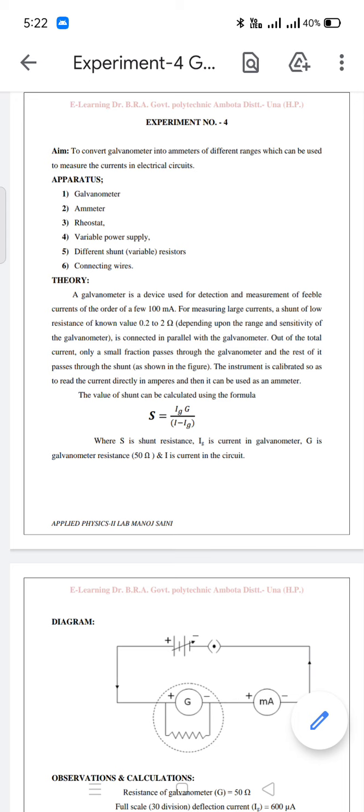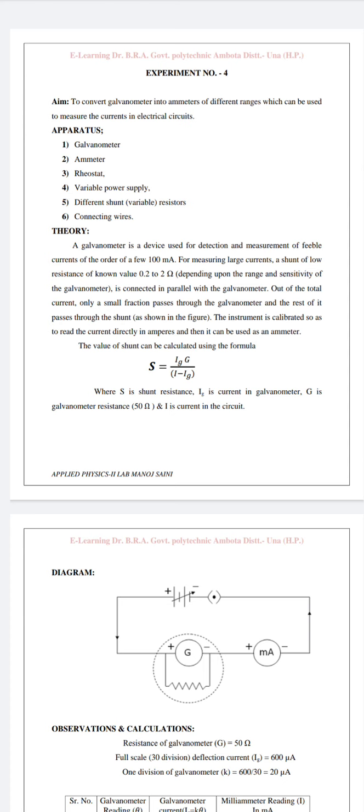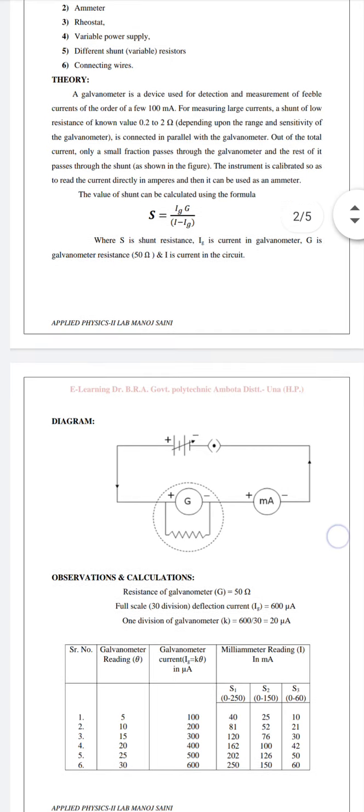And if we want to find the value of the shunt which we connect in parallel to the galvanometer, we apply the formula S = Ig × G / (I − Ig). In this formula, S is the shunt resistance, Ig is the galvanometer current, and G is the resistance of the galvanometer. In the denominator, I is the current in the ammeter, and Ig the current in the galvanometer. By applying this formula, we can find out the value of the shunt resistance which we connect in parallel to the galvanometer. Come to the diagram.